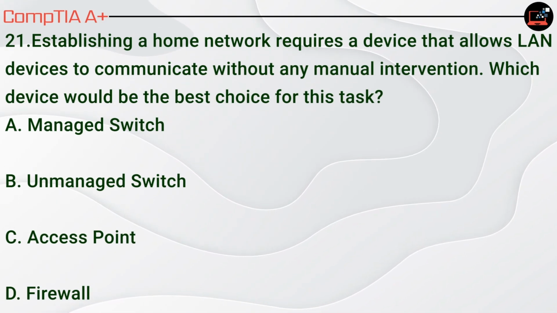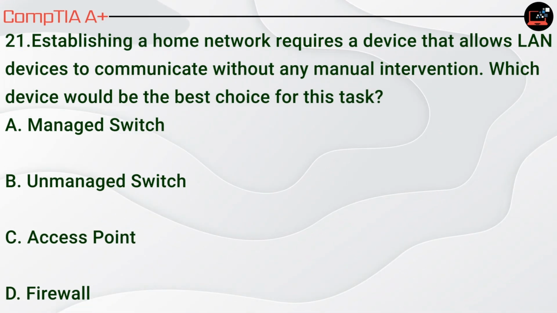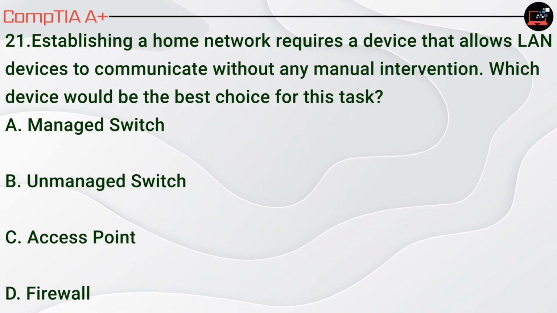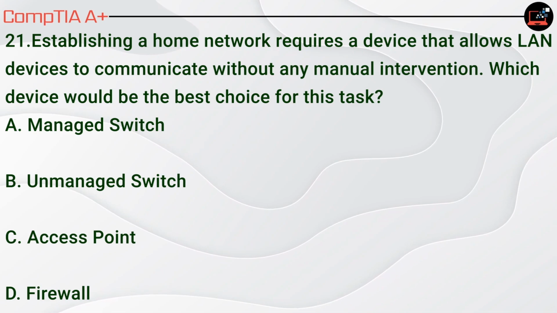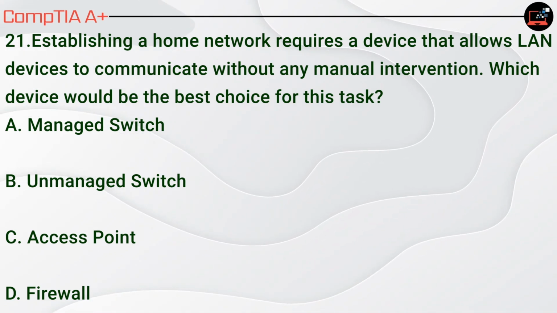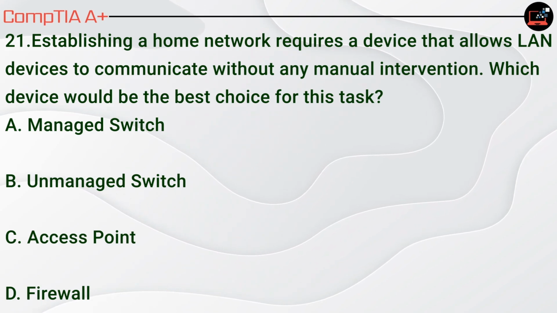21. Establishing a home network requires a device that allows LAN devices to communicate without any manual intervention. Which device would be the best choice for this task? A, Managed switch. B, Unmanaged switch. C, Access point. D, Firewall.